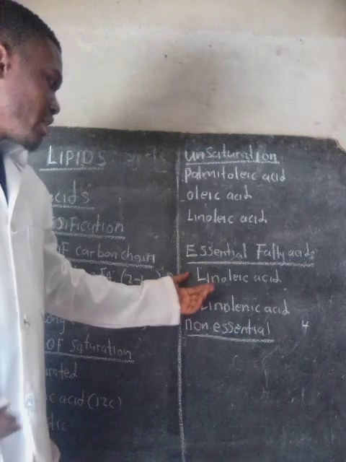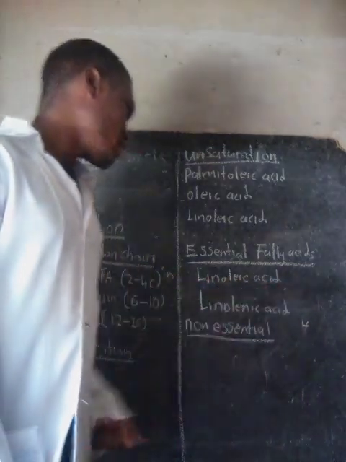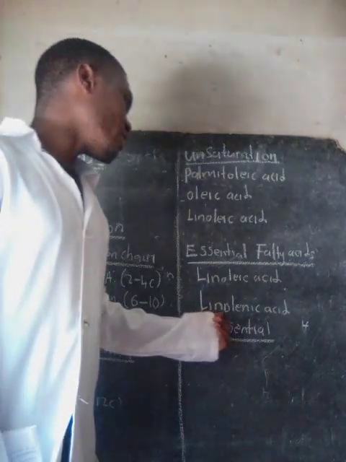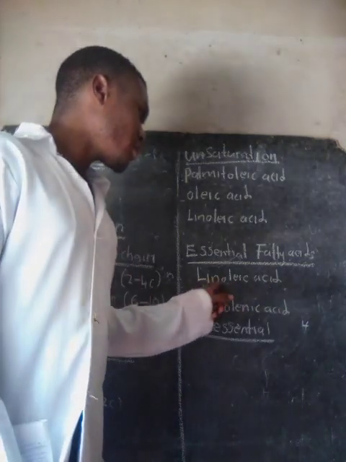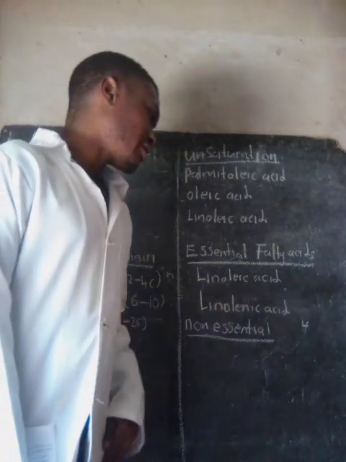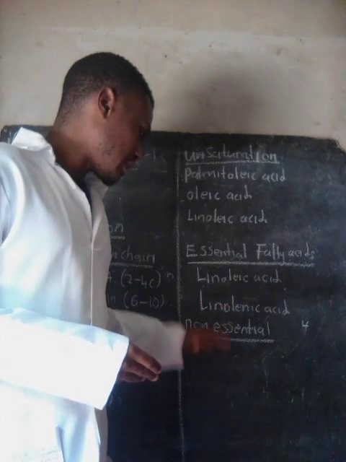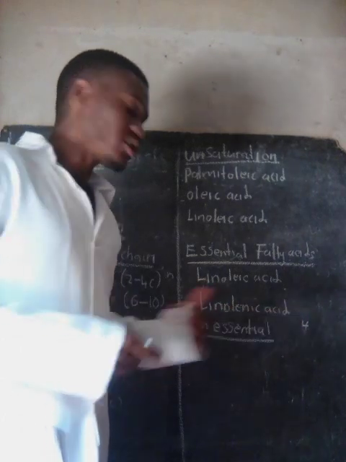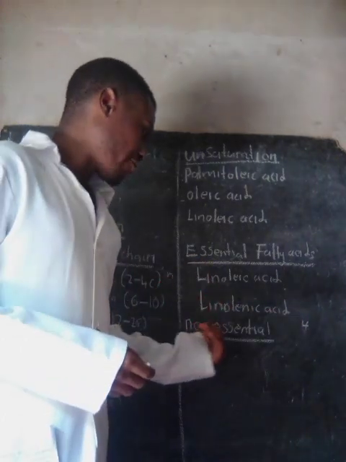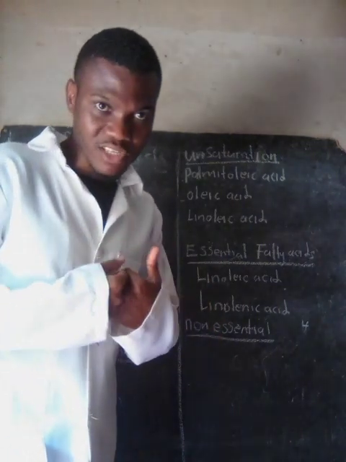Examples of essential fatty acids are linoleic acid and linolenic acid. The other classification is what we call non-essential, like I discussed, which means the body can manufacture these kinds of fatty acids on its own.